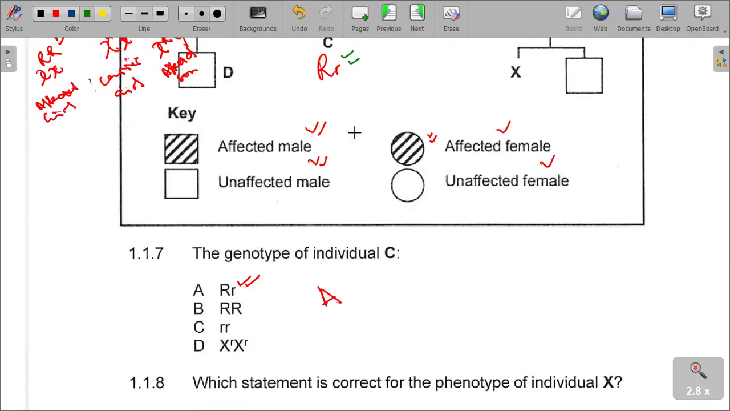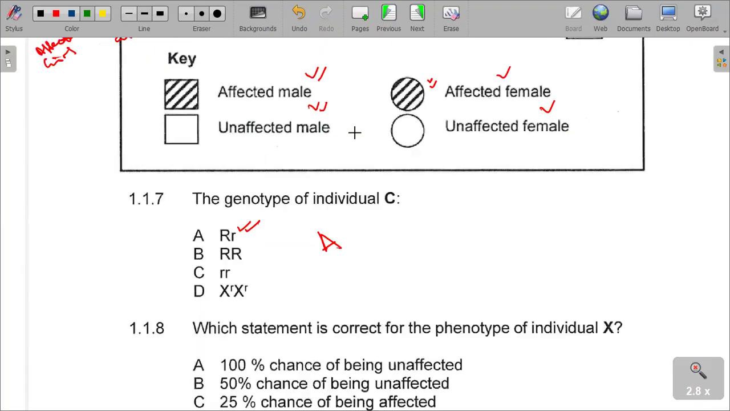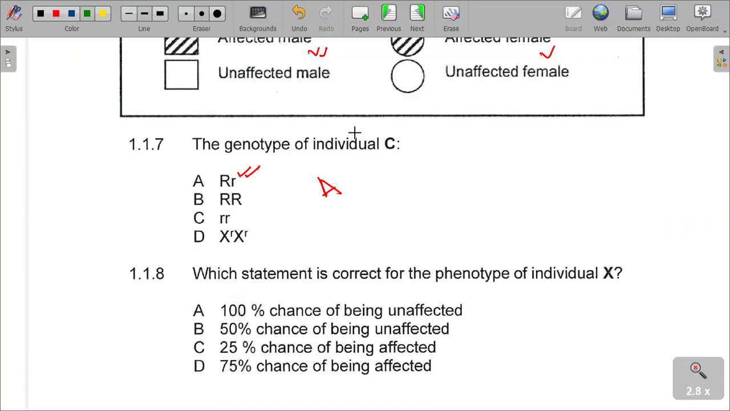Then, which statement is correct for the phenotypes of individual X? The statement which is correct is 75% chance of being affected. We cannot say 100%, we don't have 100% affected.